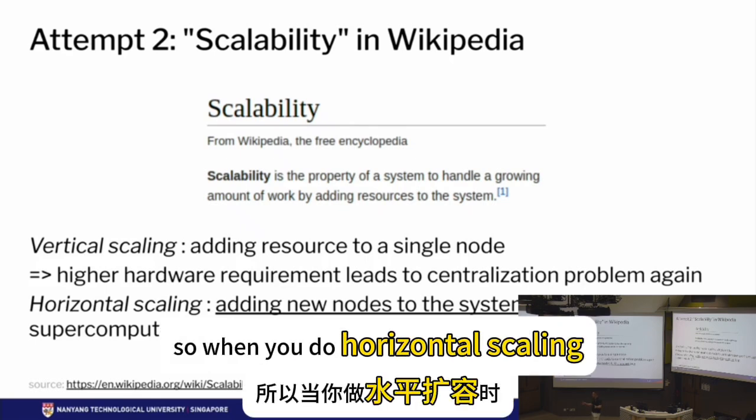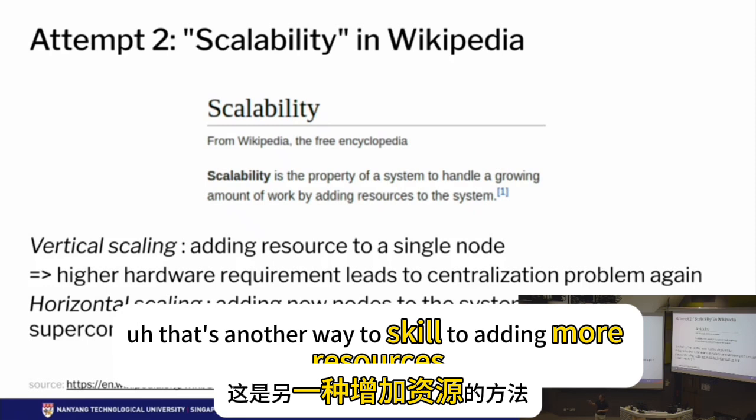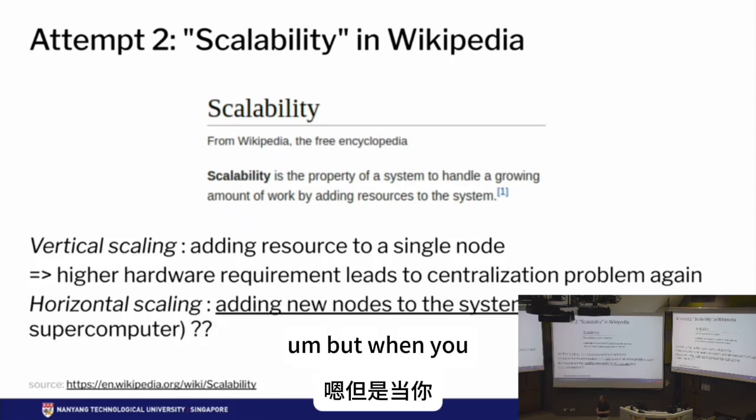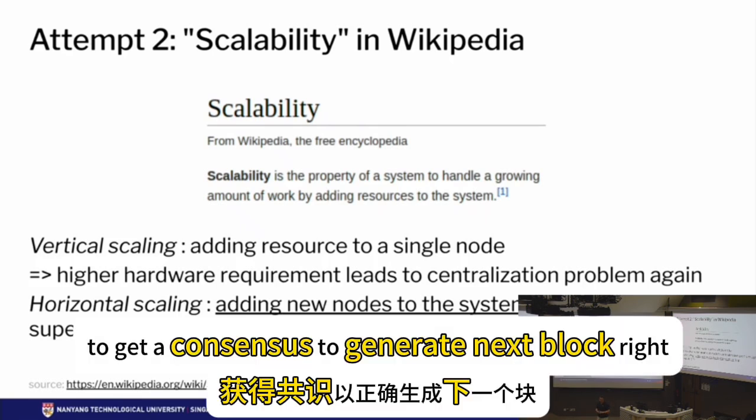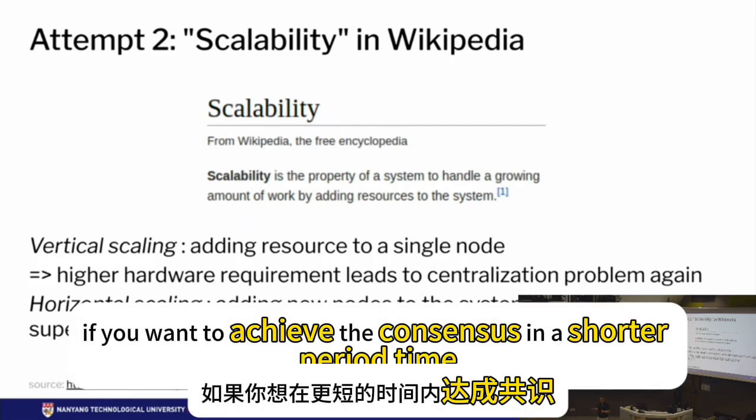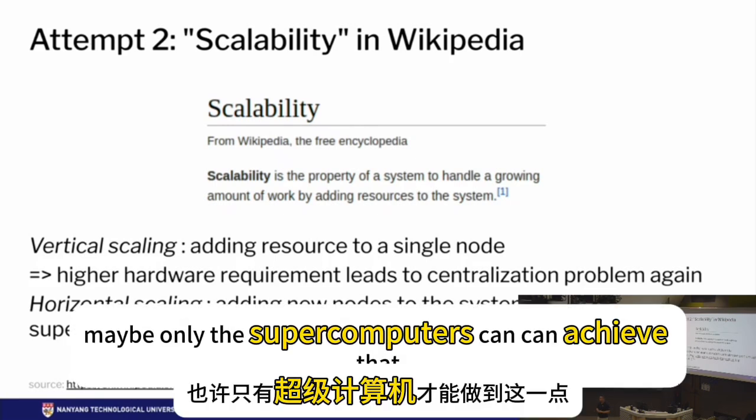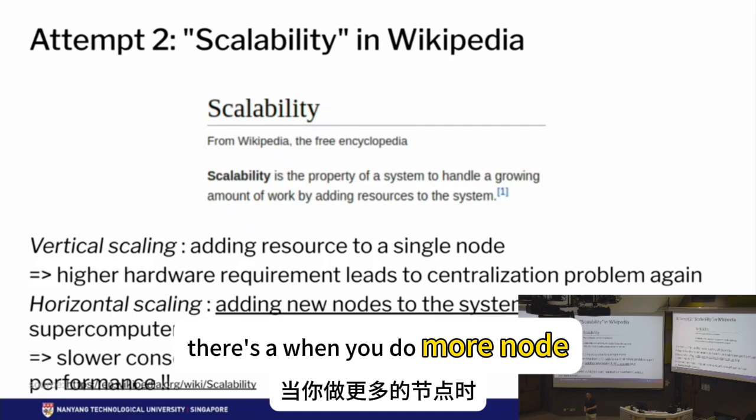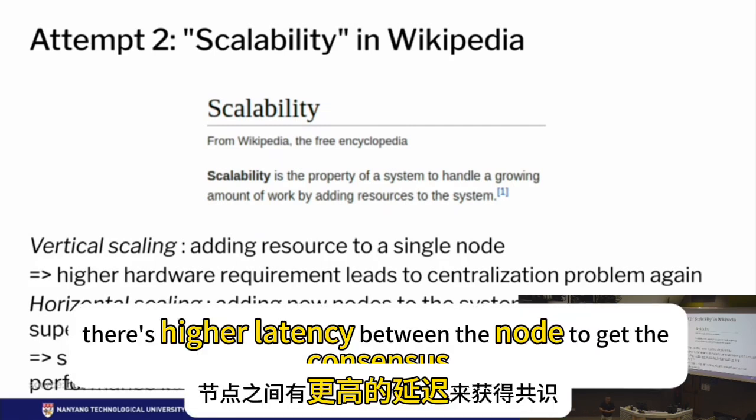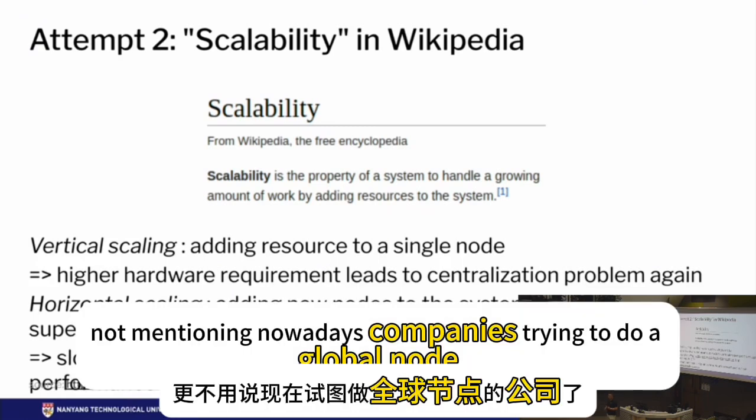When you do horizontal scaling, that's another way to scale, by adding more resources. But when you're adding more resources, it will take longer to get a consensus to generate the next block, right? So if you want to achieve consensus in a shorter period of time, maybe only supercomputers can achieve that. Also, when you have more nodes, there's higher latency between the nodes to get the consensus. Not to mention nowadays companies are trying to do global nodes.